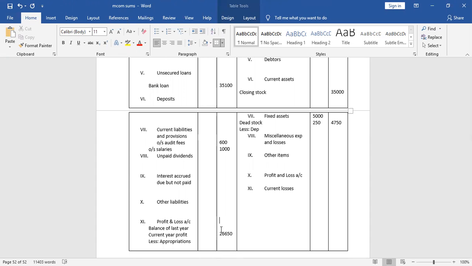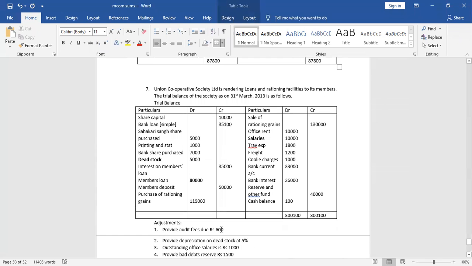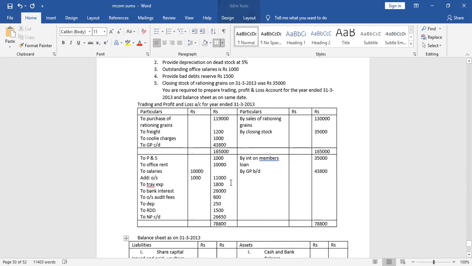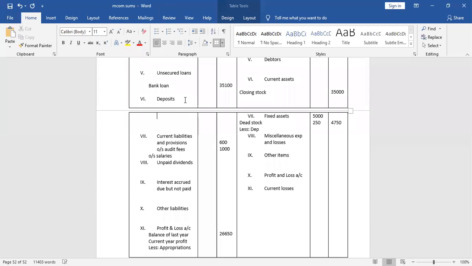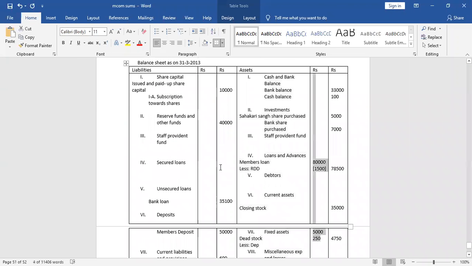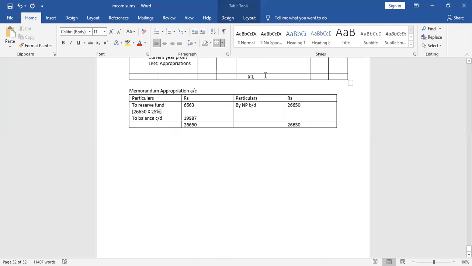What have I not written? Is there something like members deposit which I have not written? Yes, I have not marked members deposit, so there is members deposit. So in deposit, members deposit 50,000. So plus 50,000 I get, so I will get here 1,63,350. Here also I will get the same.